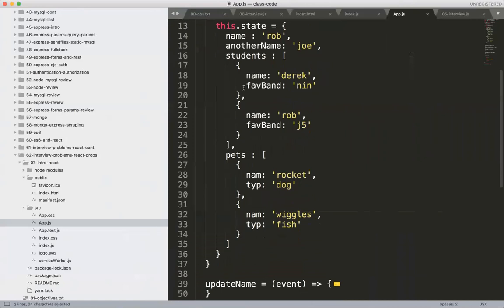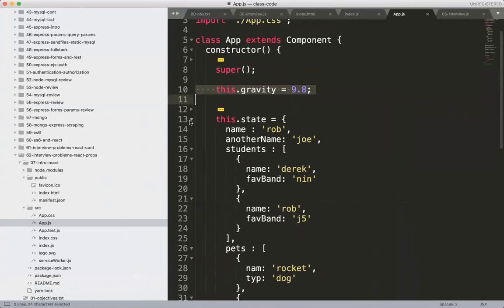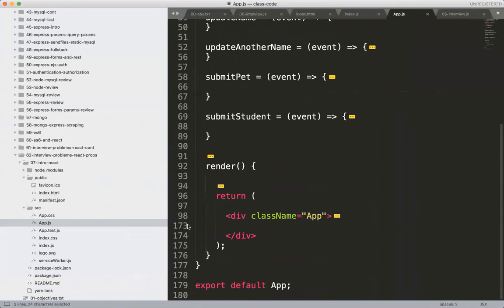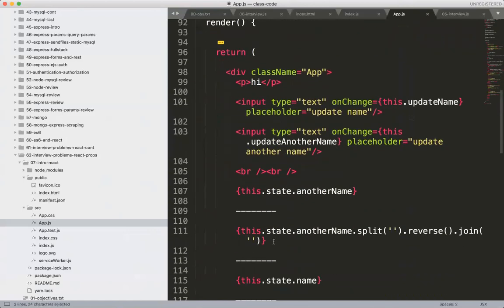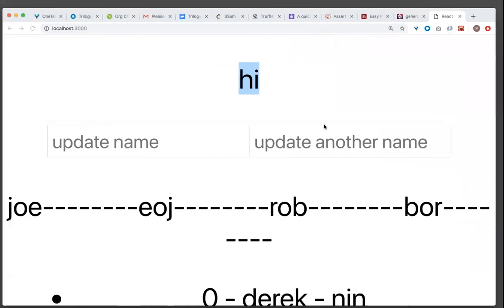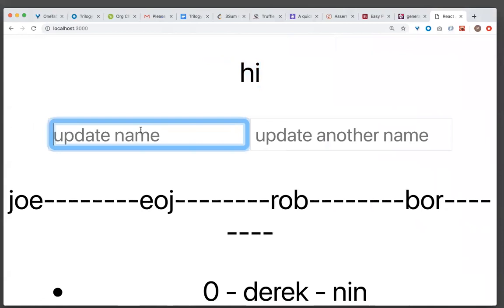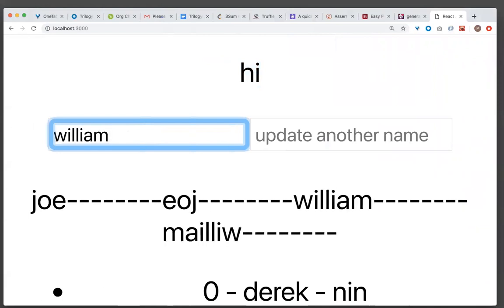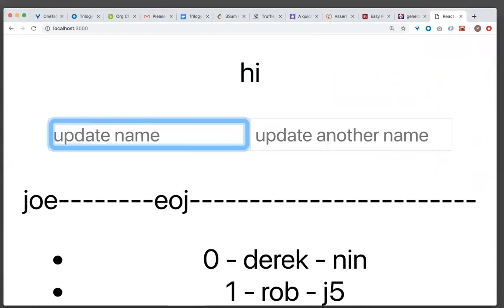Right here. So now let's go down into the HTML. And we see these two inputs right here. When I update name right here, just take a look. So I'm going to put in William. Notice what happens when I type William.